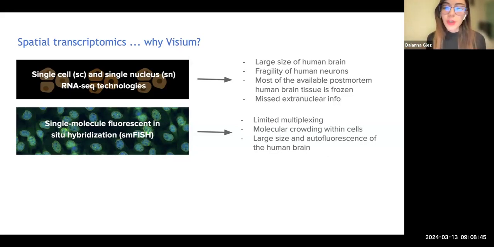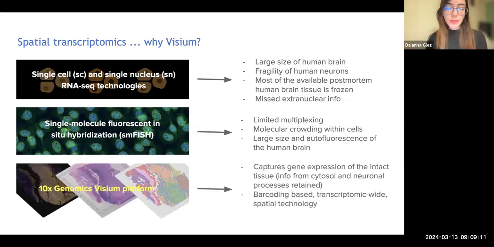And again, the larger size of the human brain imposes a challenge, in addition to the lipofuscin autofluorescence that emerges from the human brain. Those represent additional computational challenges and also challenges during microscopy explorations. So smFISH provides spatial information, but not in a high-throughput manner. For that, the 10x Genomics Visium platform was developed, and it does capture the gene expression of intact tissue, also including the cytosol. It's a barcoding-based, transcriptome-wide spatial technology.